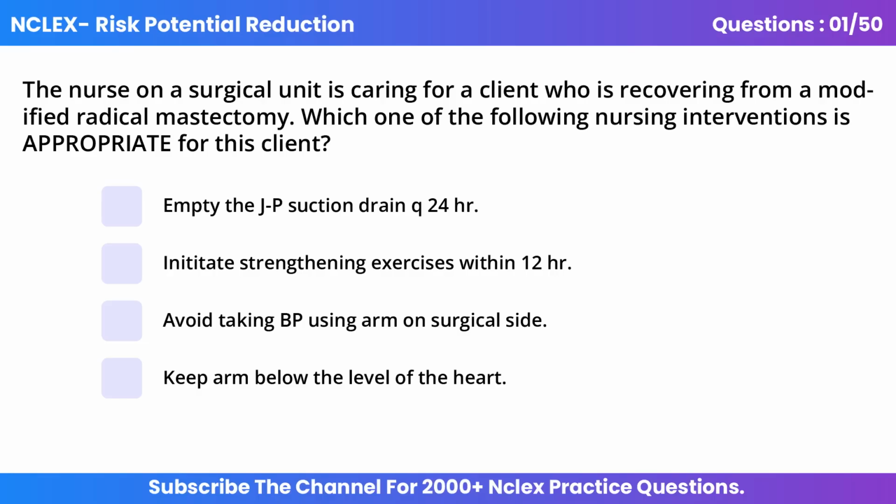Question 1. The nurse on a surgical unit is caring for a client who is recovering from a modified radical mastectomy. Which one of the following nursing interventions is appropriate for this client? C. Avoid taking BP using arm on surgical side.